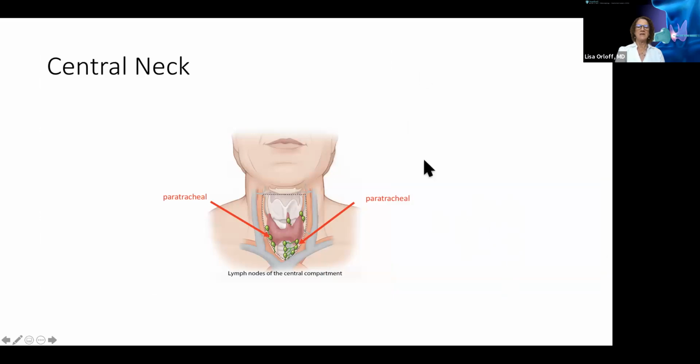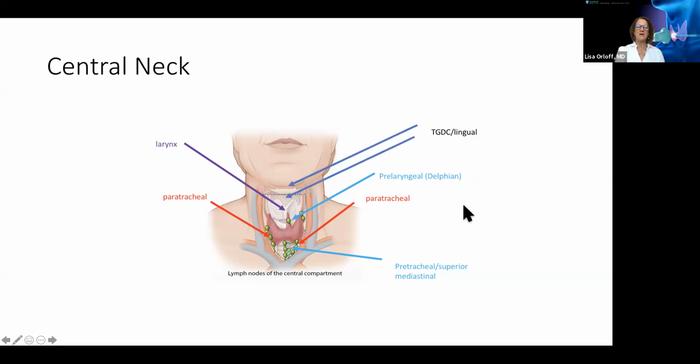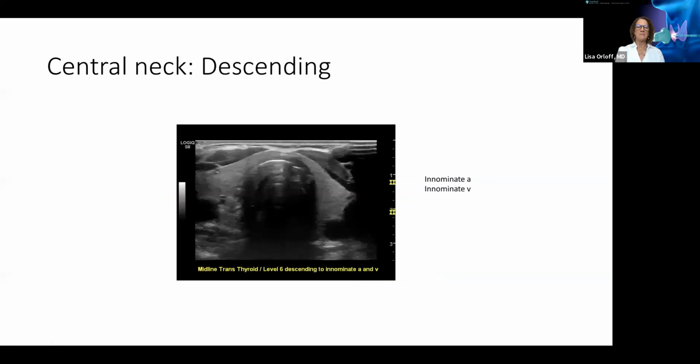But the exam beyond the thyroid gland includes the central compartment, both the paratracheal zones and the pretracheal and prelaryngeal nodes and zones, all the way up to and including the larynx, which is not always visible on ultrasonography, but is often revealing of vocal fold mobility, the infra and suprahyoid regions, all the way up to the foramen cecum.